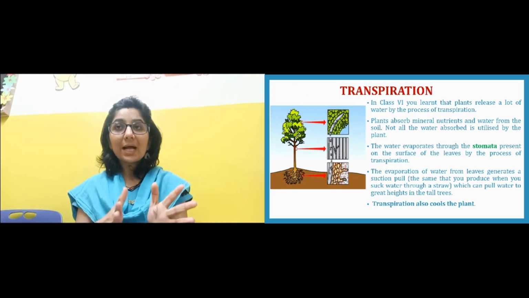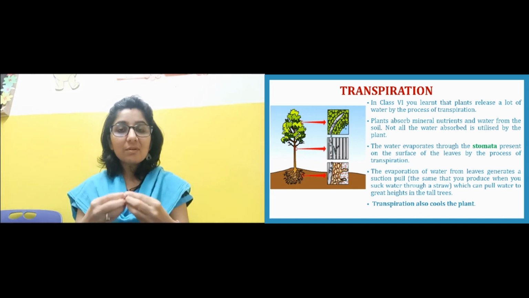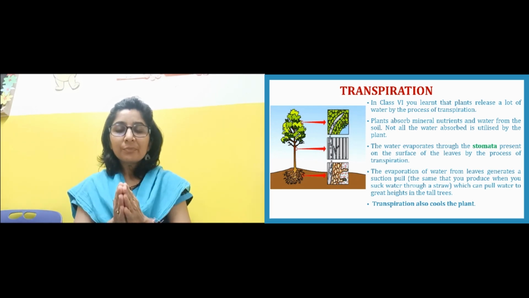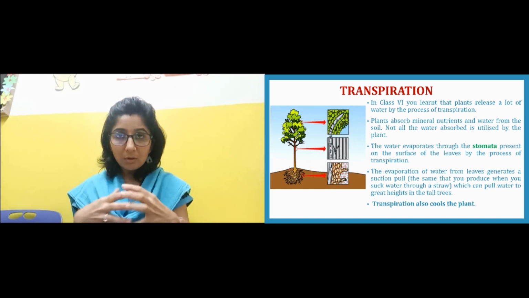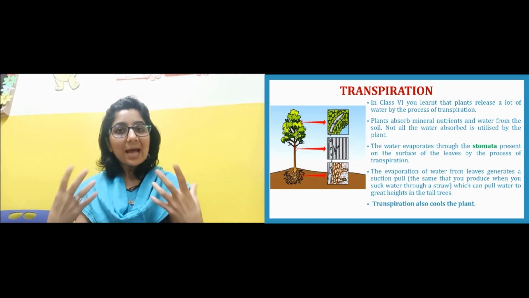Now you have learnt about transpiration. Yes, you have learnt what transpiration is, the loss of water, or the evaporation of water from the leaves. This is called transpiration. Plants absorb water and they also absorb minerals dissolved in water. Now how much water does the plant absorb? They will not need all the water which they have absorbed. So some amount of water which the plant doesn't need will be given out.